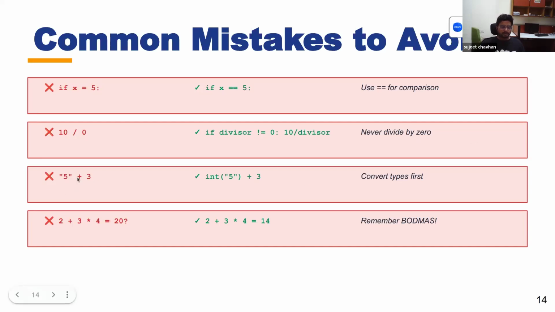Don't do operations on different types. As you have seen in the day 2 lecture, the first is a string, 5 is a string, and we are adding it to the integer type. So this will throw an error. Don't do it. The method to do it is to use int and convert it. We are just doing typecasting, and 5 plus 3 will be 8. And this is about the BODMAS rule. Multiplication will get evaluated first, then addition.